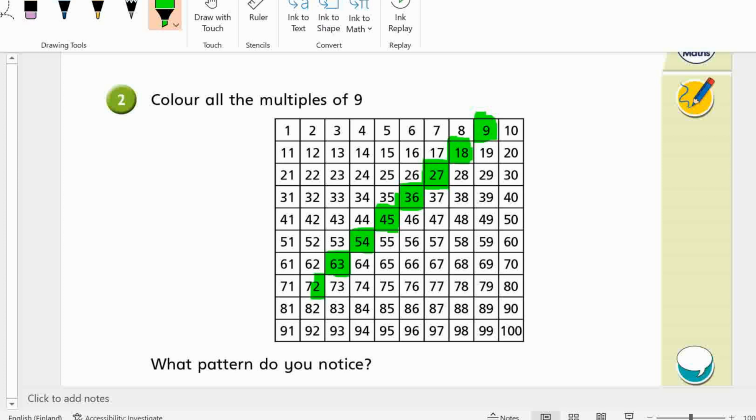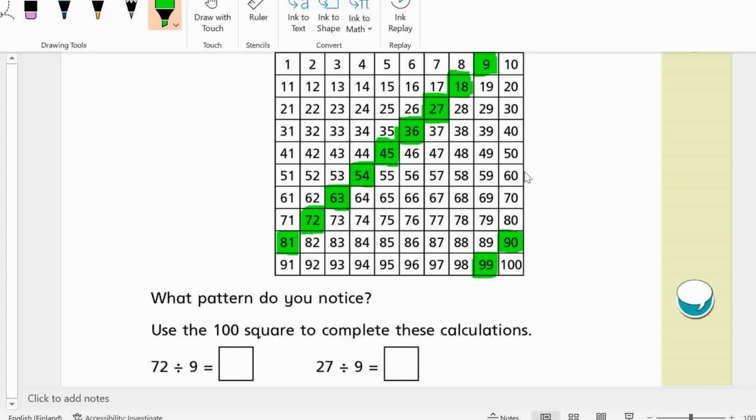63, 72, 81, and then what? 90, and after that, 99. Yeah, the table doesn't go up to 108, so we'll just leave it there. And it says, what pattern did you notice? Well, it goes in a diagonal, and then here is the other diagonal. If you had more of the table down here, then you'd probably find 108 would go here. Okay, and it would continue this way.